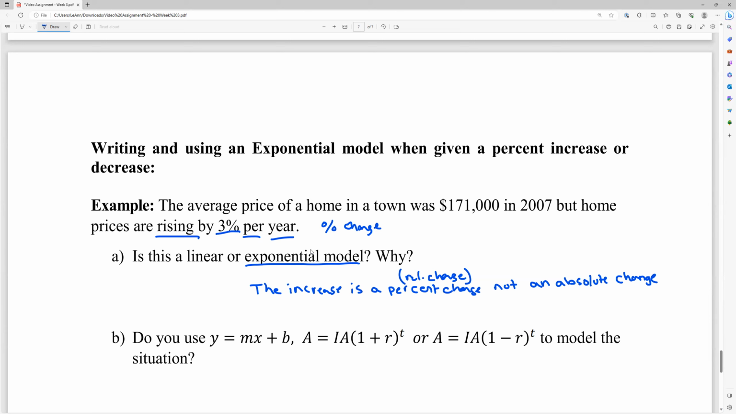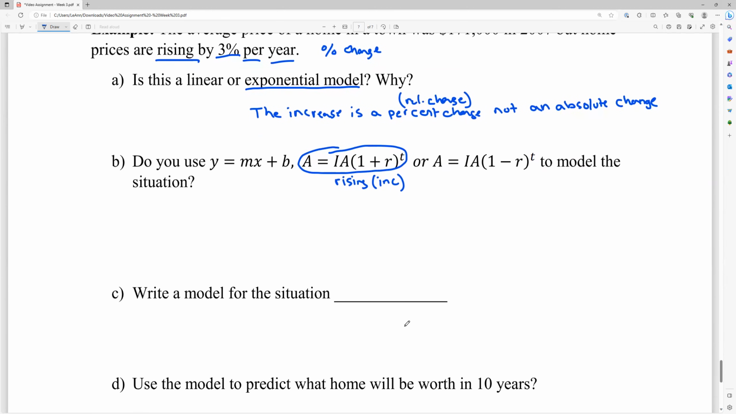So do we use this formula, or this formula? Well, we're not using linear because it's an exponential model. So we're going to be either using this one or this one. That is why I underlined the word rising. Because we have a rising or increase, we're going to use this formula, okay? Because that's the one that has the 1 plus R. Write the model, okay? So A equals, our starting value for our house was 171,000, I believe. Yep. And we're going to write 1 plus. The R is going to have to be 3% as a decimal. So that's going to be 0.03.